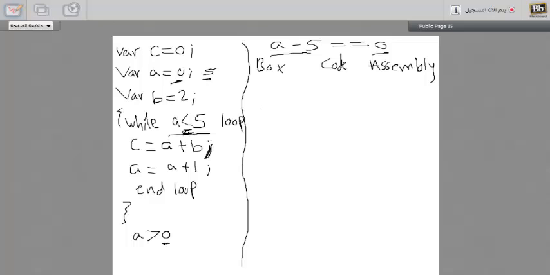We can say, hang on, A minus 5 will equal 0. Nope, we don't want 0. Sorry, A plus 5 equals 0, because we have 5 numbers: the 5, the 4, the 3, the 2, the 1. We have 5 numbers before we get to 0. This time it is a decrement.